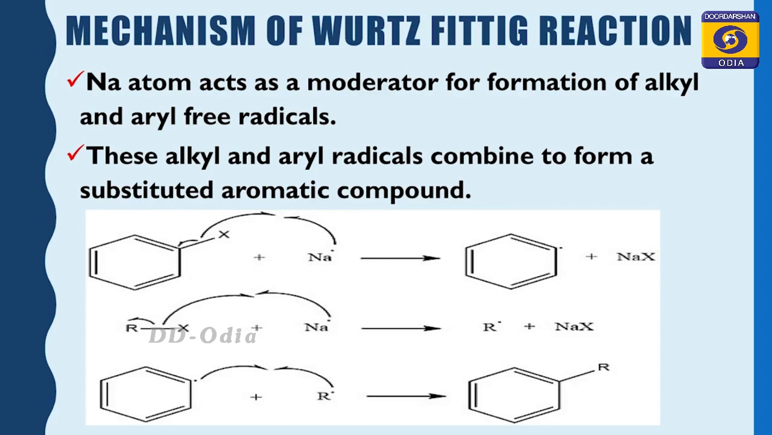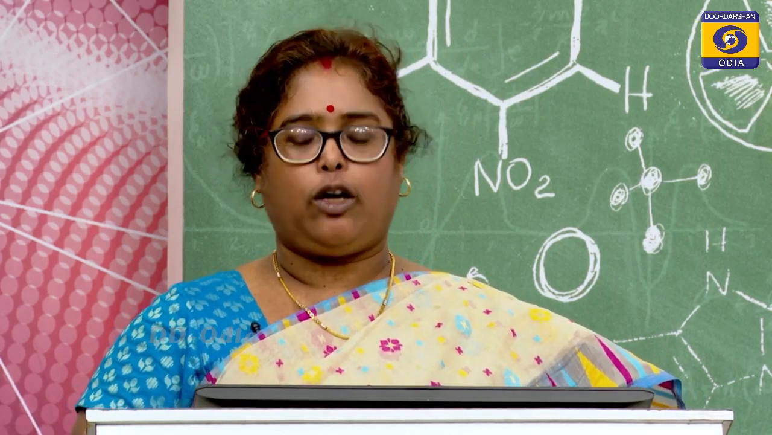So, these are the different steps. In the first step, what is happening? Sodium in the form of a free radical comes forward, takes the halogen free radical and forms the bond NaX, thereby generating a free radical at the carbon atom of the phenyl group. Similarly, in RX also the same thing happens and the alkyl free radical is produced. Finally, the alkyl free radical and the phenyl free radical combine with each other to give the alkyl substituted aromatic compound.